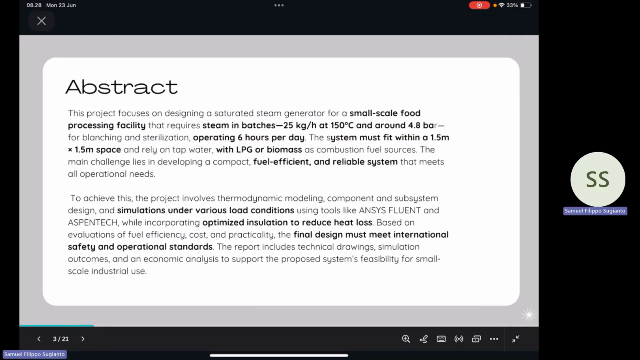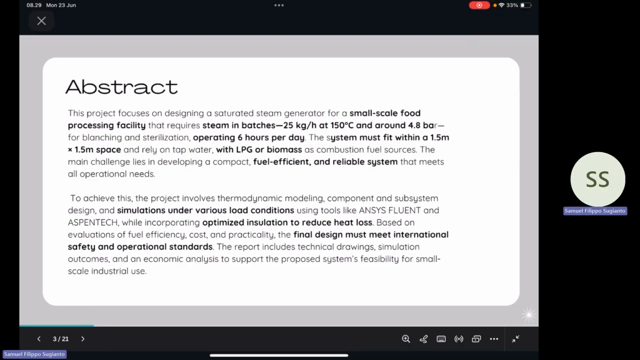Abstract. The need for the steam generator is for a small scale food processing facility, which needs steam at a mass flow rate of 25 kilograms per hour at 150 degrees Celsius, operating 6 hours per day, and the system must fit in the specified 1.5 meters times 1.5 meters space. The fuel is either LPG or biomass, and it must be a fuel efficient and reliable system.